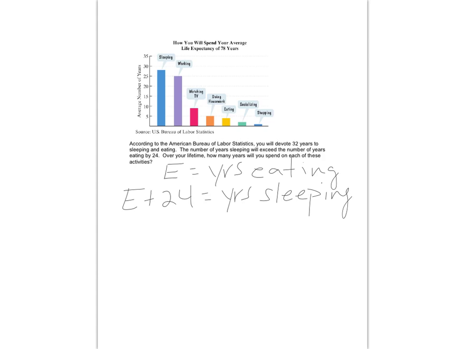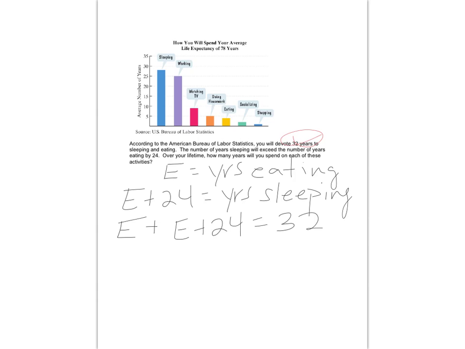In the first sentence, it says we will devote 32 years to eating and sleeping. So both of those activities together add up to 32. So if we add the eating plus the sleeping, we get 32.